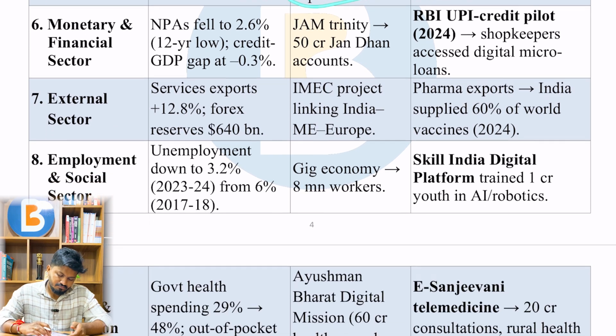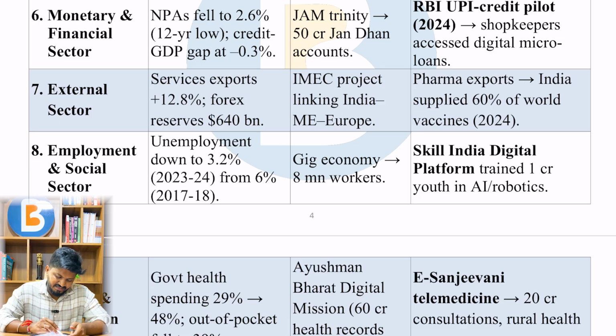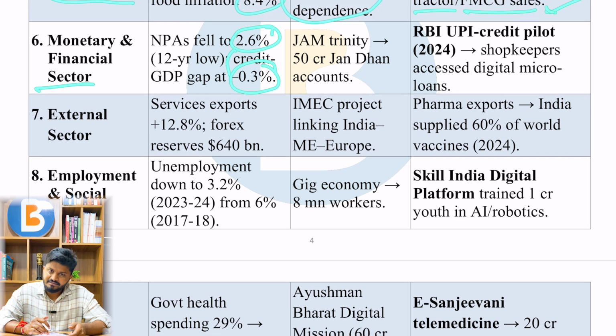Next, with respect to monetary and financial sector, NPA, that is non-performing asset, fell to 2.6%, which is a 12-year low. Very important data. Credit to GDP gap is at 0.3%, and JAM Trinity: 50 crore Janadhan accounts have been created under JAM Trinity.